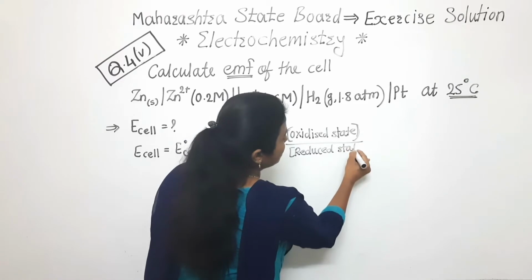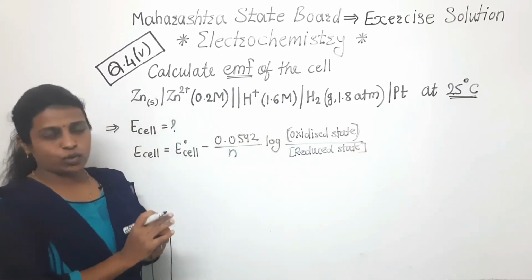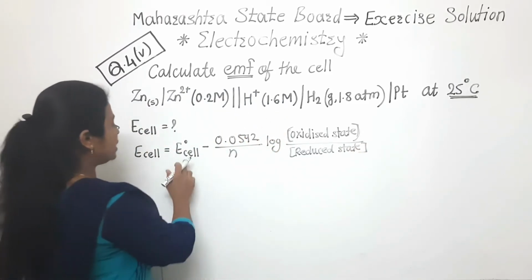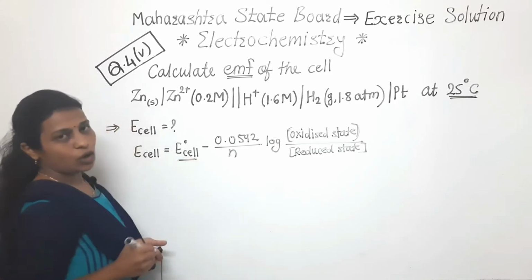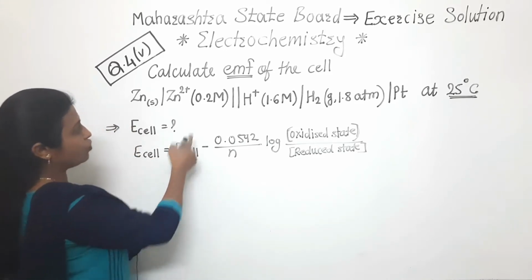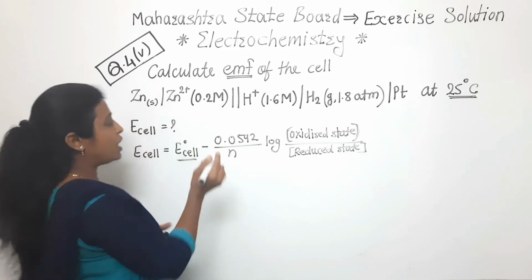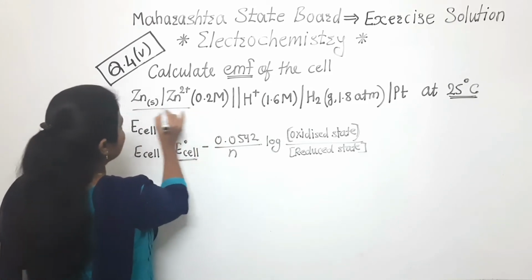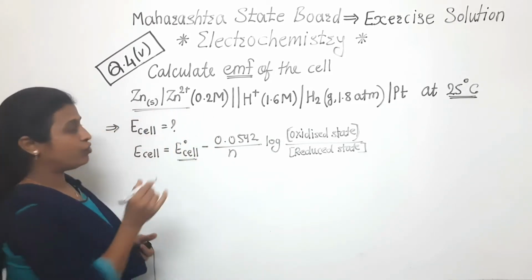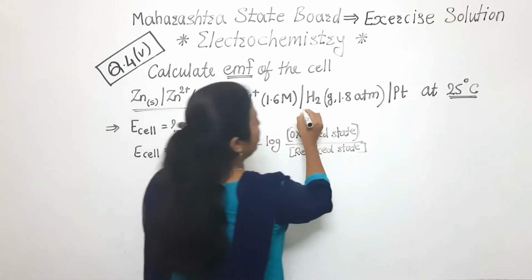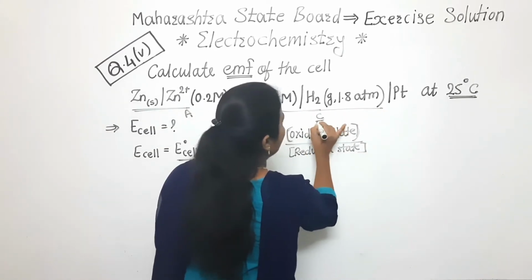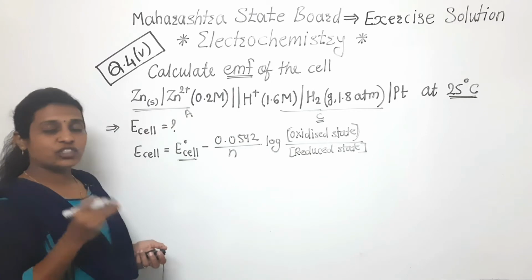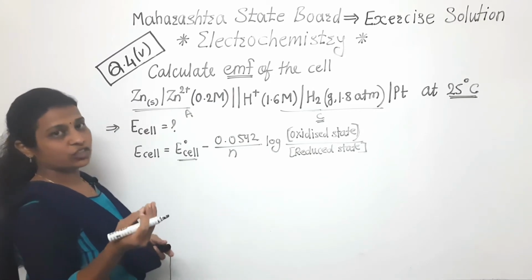So which one is the anode, which one is the cathode? If that part is known to us, then we can find out the E naught cell. So how to find out? For that purpose, as we know, the left part of the cell representation is always the anode and the right part is always the cathode. So what will be the reaction at anode and what will be the reaction at cathode?